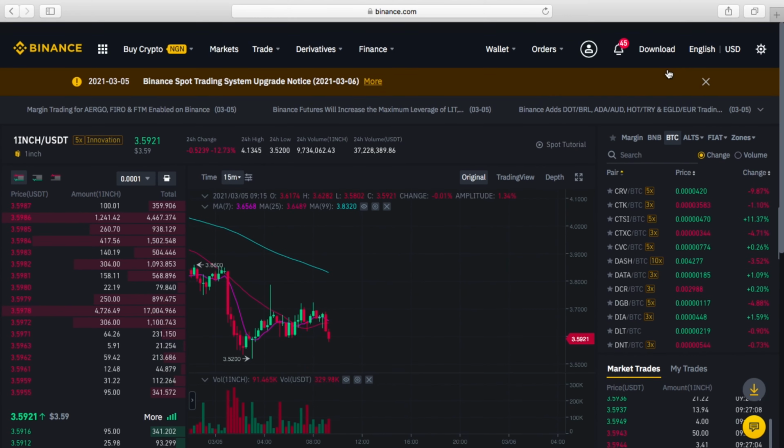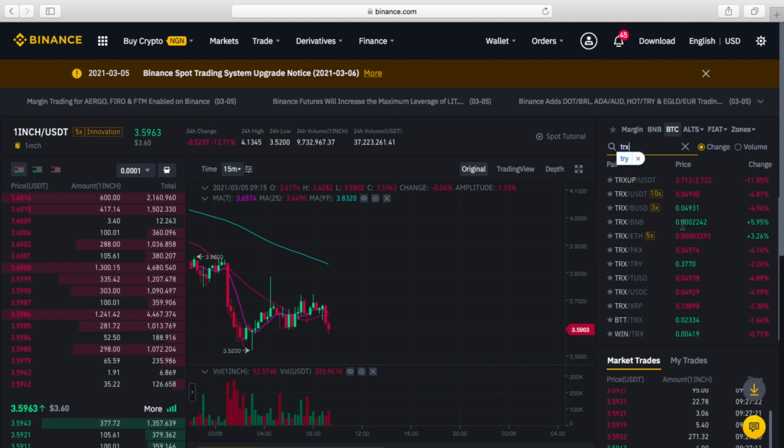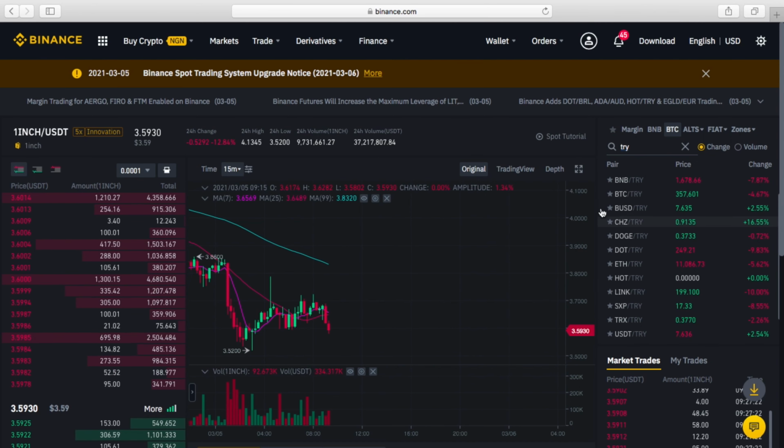So at this place now, you would see the search. If I want to trade another cryptocurrency, I don't want to trade this 1INCH, it's not what I want to buy. Let's say I want to buy Tron, and TRX is Tron. I will look for the one I want. Is it Tron USDC? Tron XRP, Tron RSI, whatever. So I will click on the Tron.